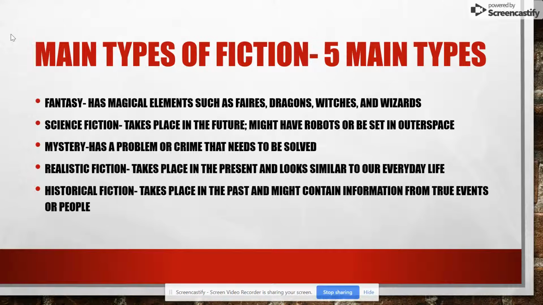Next, we have fiction. There are 5 main types of fiction. The first one is fantasy. Fantasy has magical elements such as fairies and dragons, witches and wizards. It seems completely unrealistic because of all these magical elements. Some popular books that you might know that are considered fantasy would be things such as Harry Potter and Lord of the Rings.